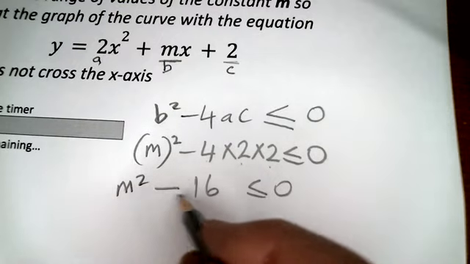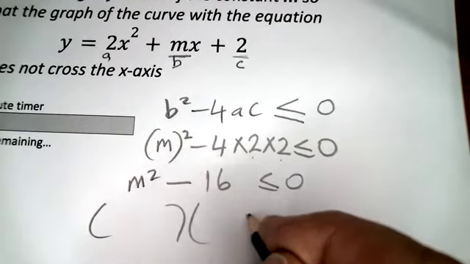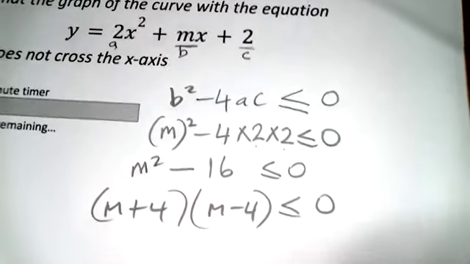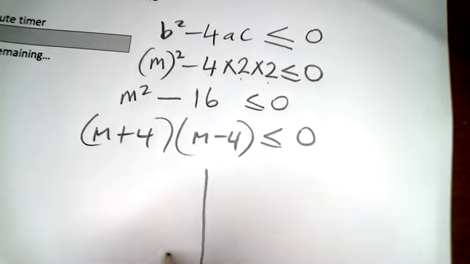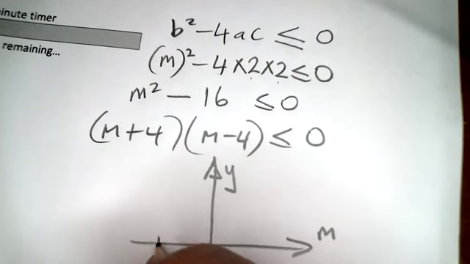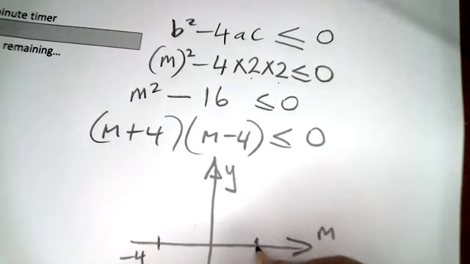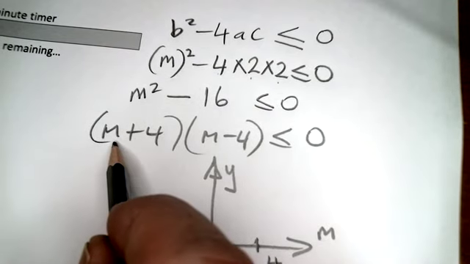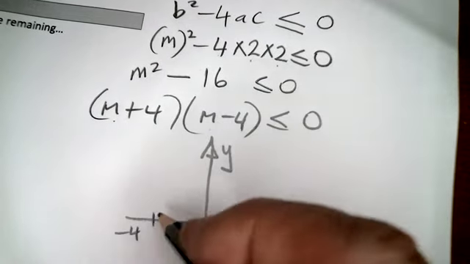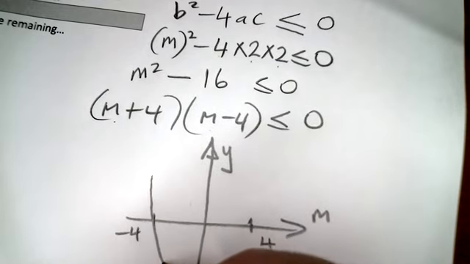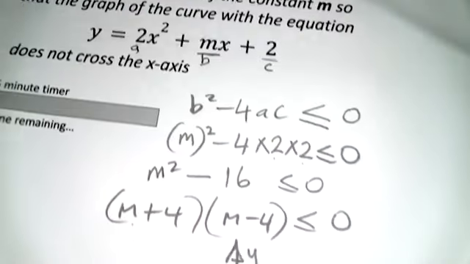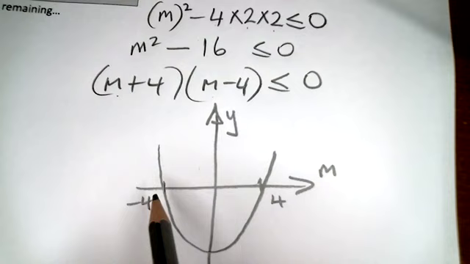Now, we have a perfect square here. This is the same as saying (M plus 4)(M minus 4) is less than or equal to 0. Of course, I can draw this as a little graph. Here's my y, and here I'm going to call this M, and I've got a negative 4 here and a positive 4 here, because M is going to have to be negative 4 if it's going to be 0 on this side, and positive 4 on the other side. Now notice, this is very important, I'm not drawing the parabola. I'm drawing what the discriminant describes.